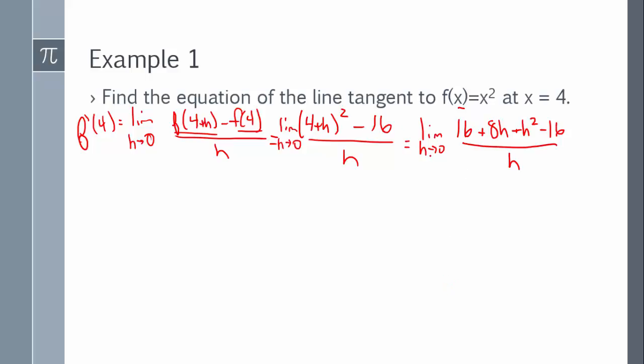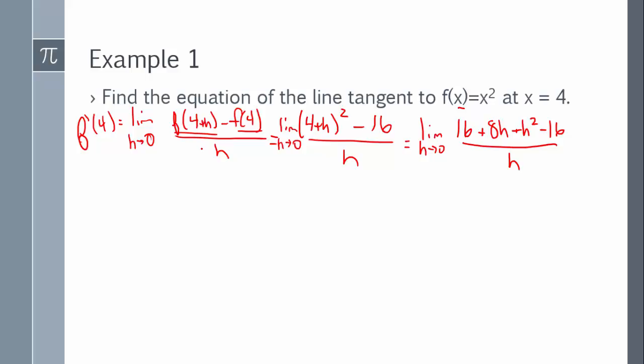Okay. Now, if you try to go and evaluate h for 0, you're going to end up with a 0 over 0 situation. You could have noticed that from the get-go. You would have f of 4 minus f of 4 over h. And that's going to get you a 0 over 0 situation.